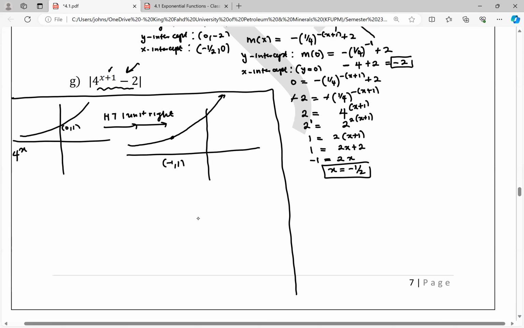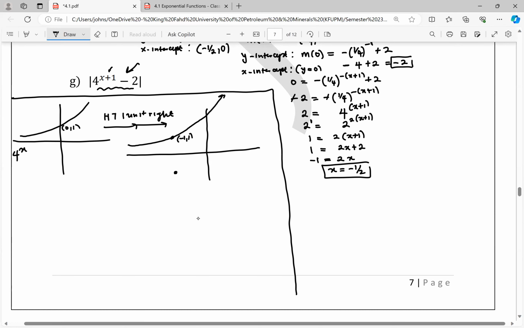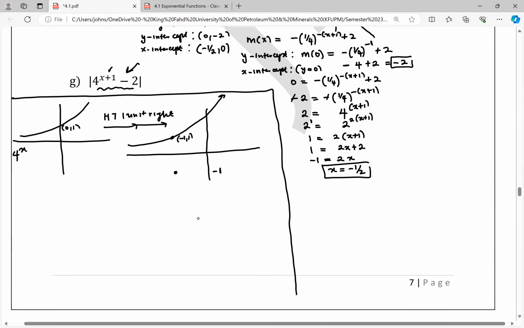Look at this point. Which point is this? Remember, this point is minus 1, 1, right? So if I move it down, how many units? 2 units. If you move it down 1 unit, the y value will be on 0. But if you move it 2 units down, it will be on minus 1. So this point now is nothing but minus 1, minus 1. So it's going to cross this way, something like this.